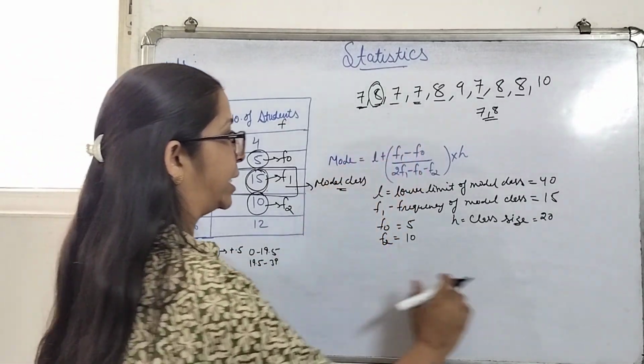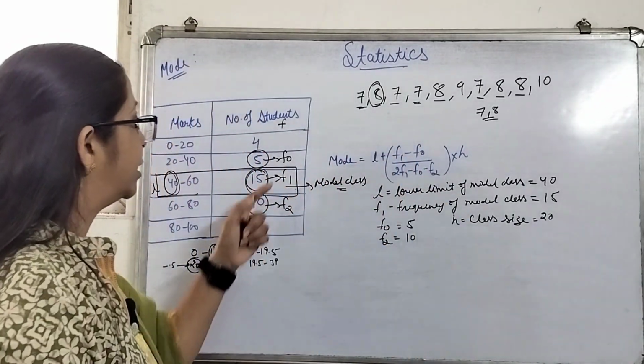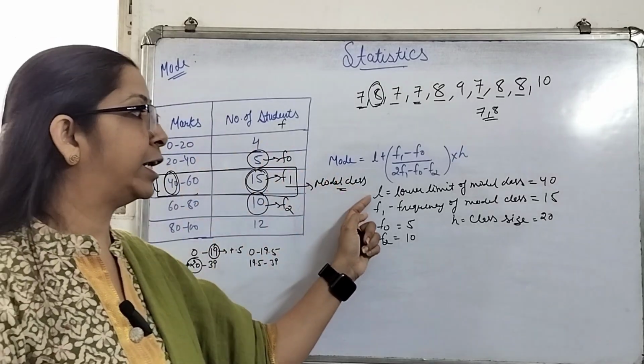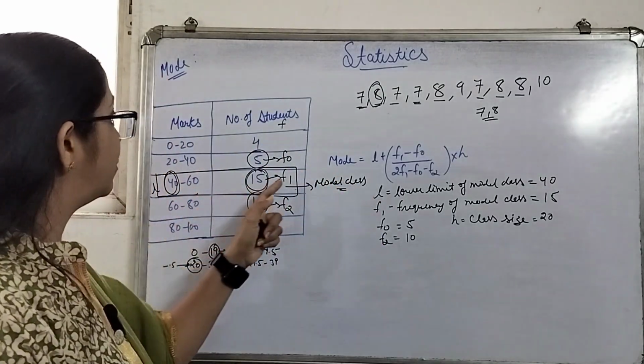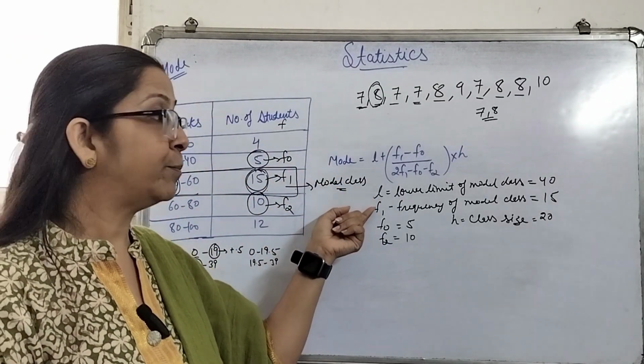So here we have decided what the modal class is. The lower limit of the modal class will be the value of l. The frequency of the modal class will be the value of f1.